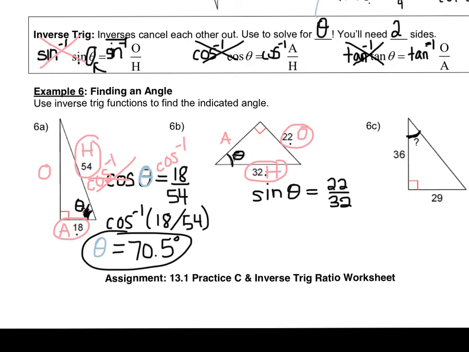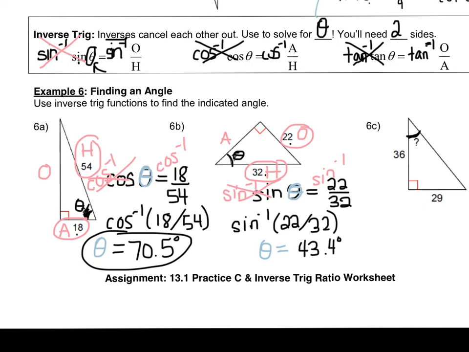We want to solve for theta. We want to figure out what that is, so we have to cancel this sine out. How do we cancel sine out? Take inverse sine and take inverse sine. So in your calculator, it's going to look like this. You'll type second sine, so you get sine inverse, and then you're going to type 22 divided by 32, hit enter, and you'll get that theta equals about 43.4 degrees. Let's see if you can find the last one on your own.